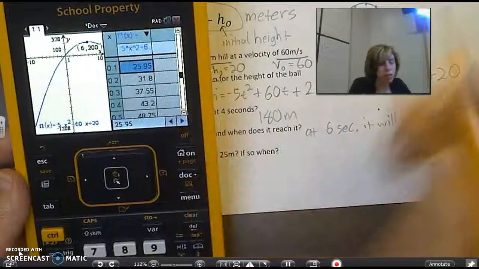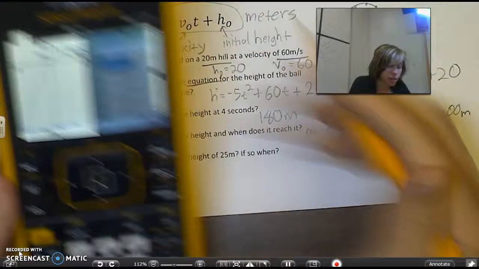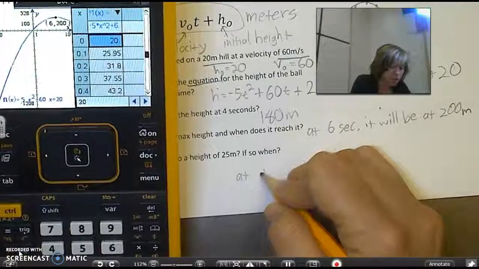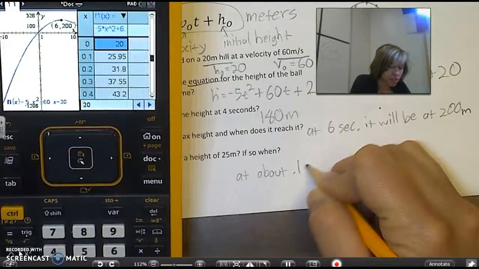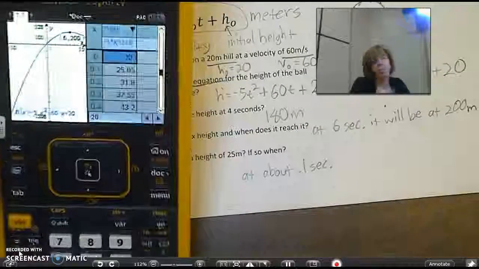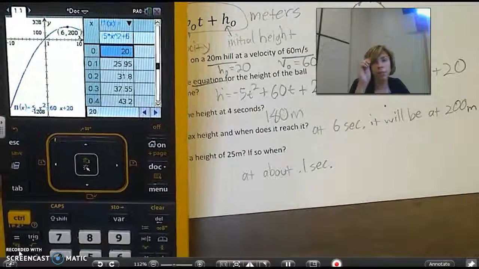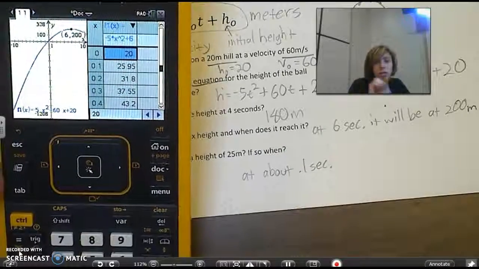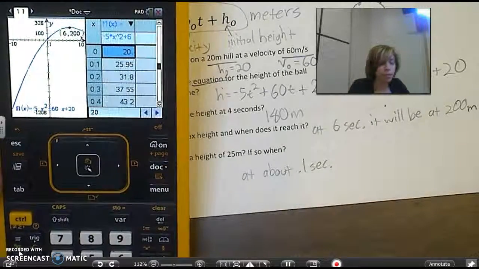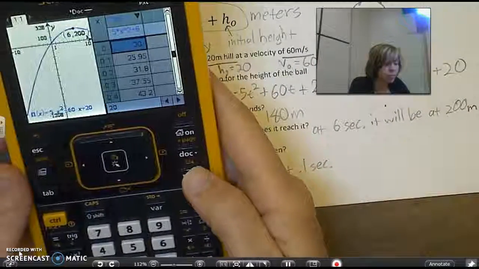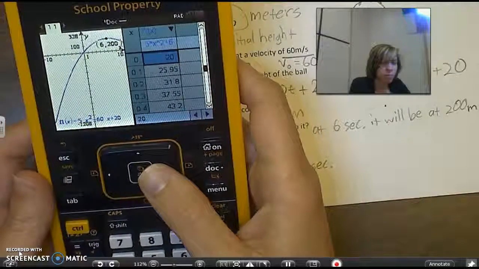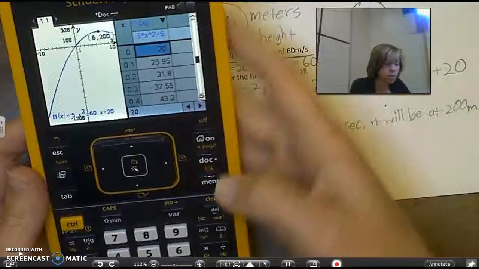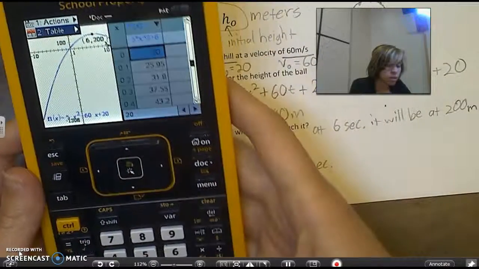This is pretty close. So we'll say at about 0.1 seconds. Okay, but remember, this is just it going up. It still needs to come down. So there's going to be another time where it's coming down. So instead of going down all the way to where it's close to hitting the ground, I'm going to go back to Menu. I'm going to hit Table again.